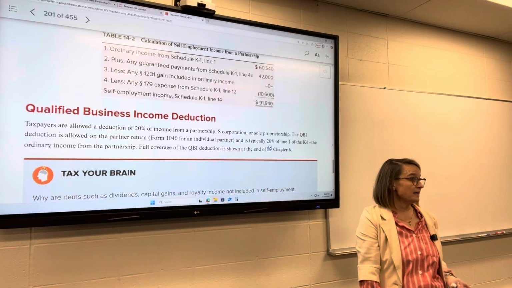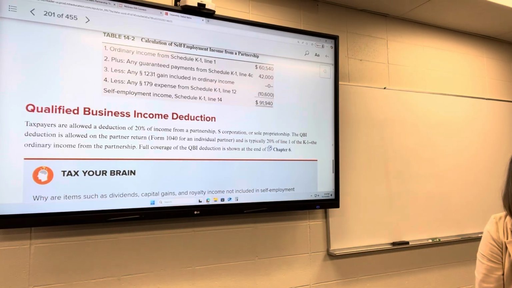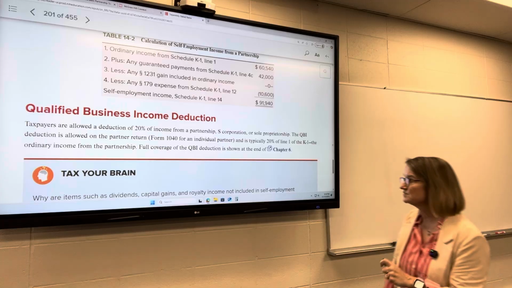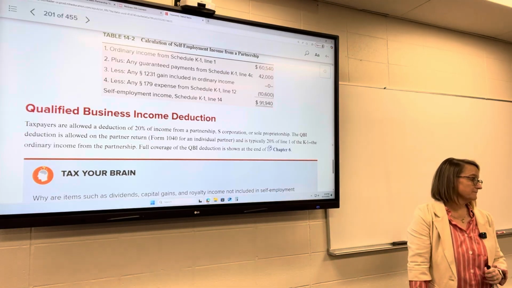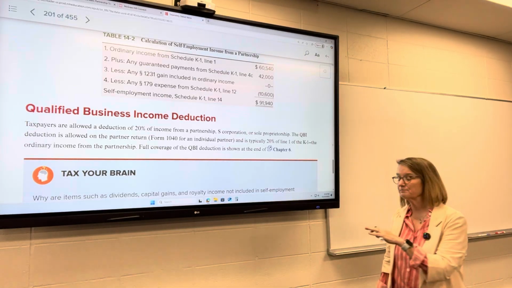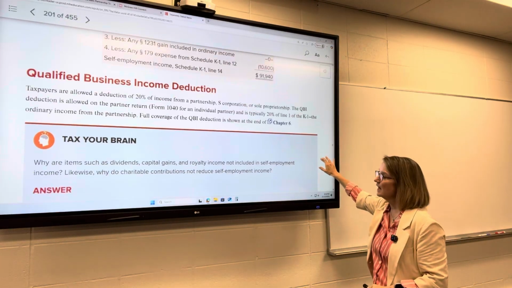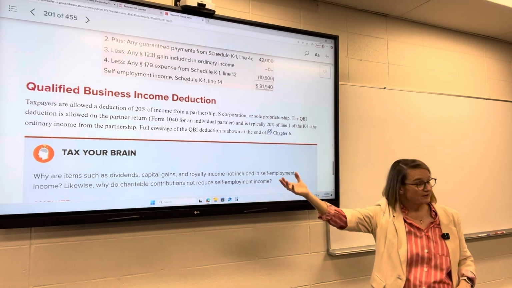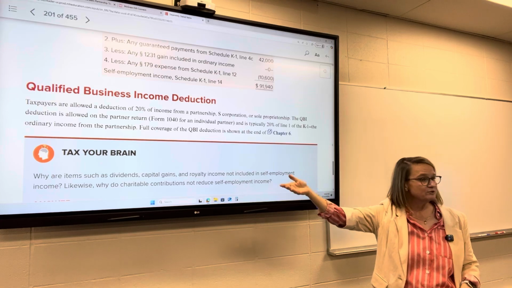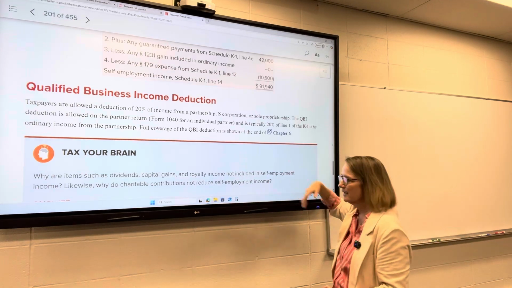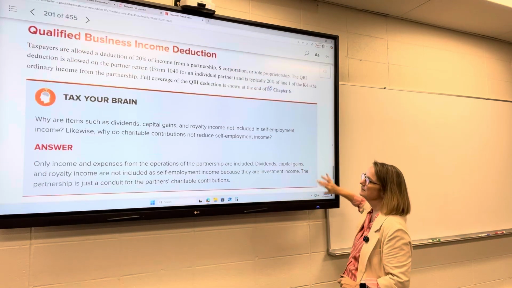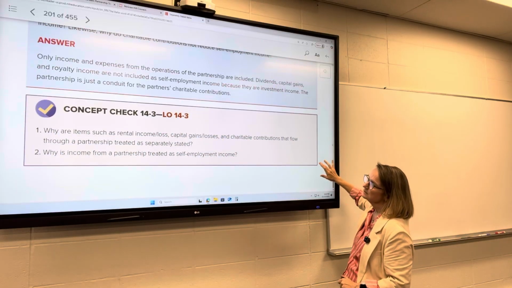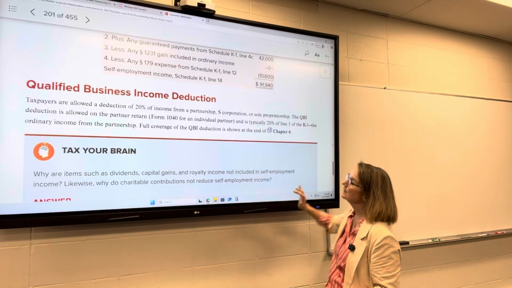Qualified business income deduction. Income from the partnership qualifies for the QBI deduction. So same thing that we did in Chapter 6 with that QBI also applies. So if you need any refreshers, you can go back to Chapter 6 and remind yourself what that QBI is and how that is calculated in there. All right.